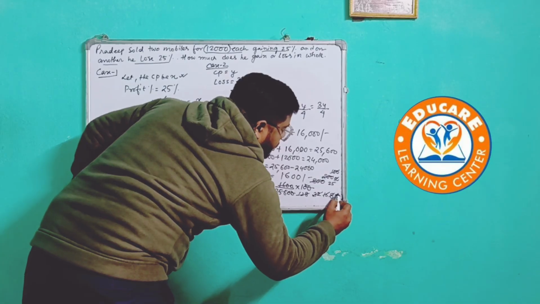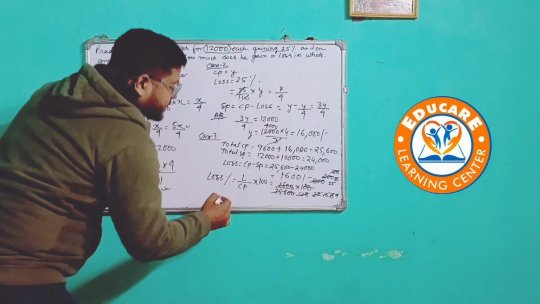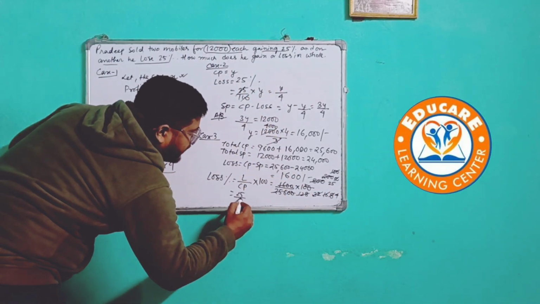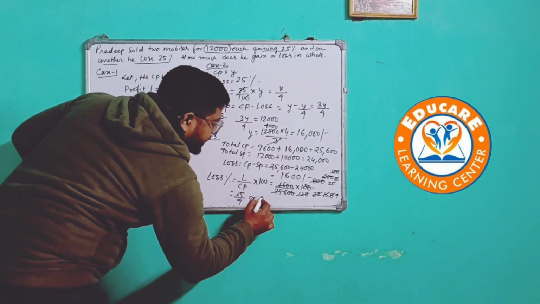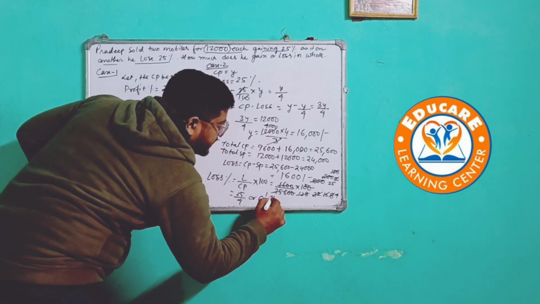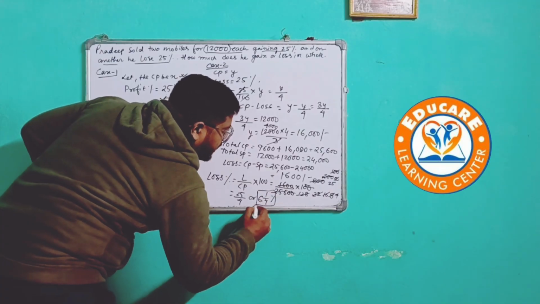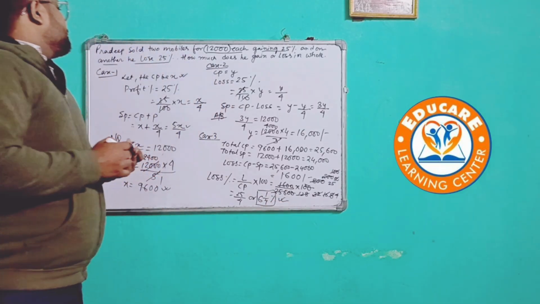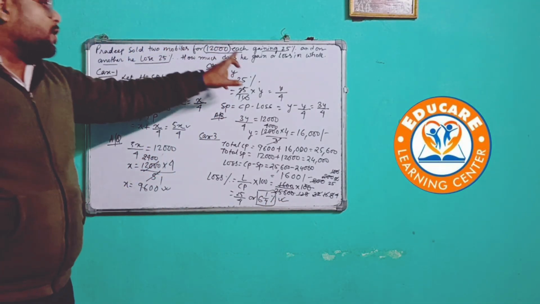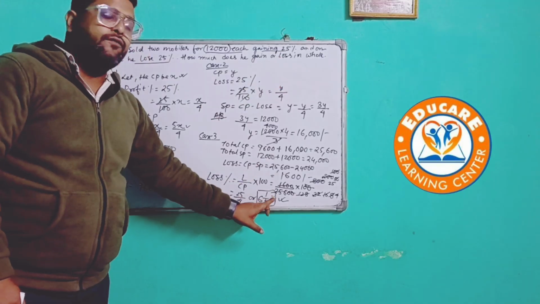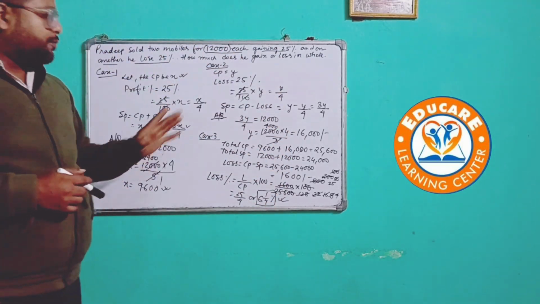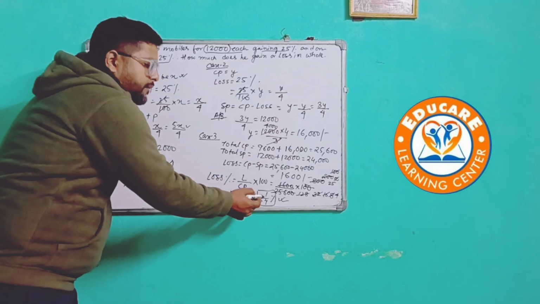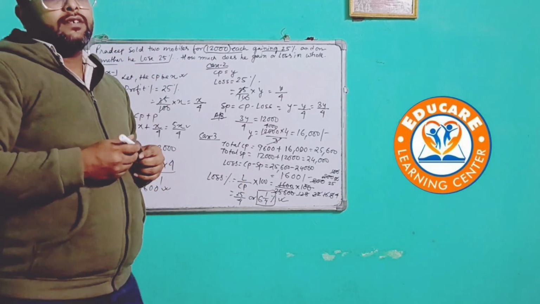25 and 4. So the final answer is 25 by 4, or if we convert it into a mixed fraction, we get 6 1 by 4%, and this is our final answer. That means Pradeep has acquired a loss of 6 1 by 4% in this entire transaction. I hope you have understood. 6 1 by 4% is our final answer. Done.